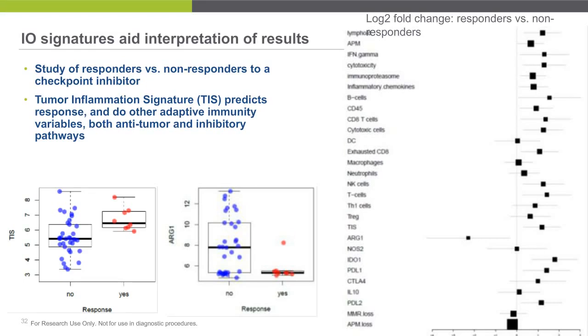Signatures associated with the myeloid compartment, like dendritic cells, macrophages, neutrophils, are generally not different, or on average are not different between responders and non-responders. So they don't appear to be informative for that distinction here. And interestingly, arginase is that one point out on the left. It's the single variable we're looking at that's upregulated in non-responders. So perhaps it's an important inhibitory factor here.